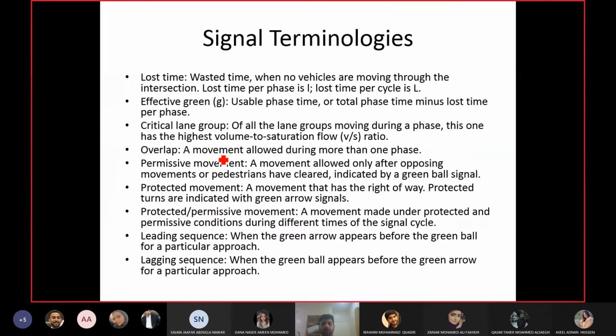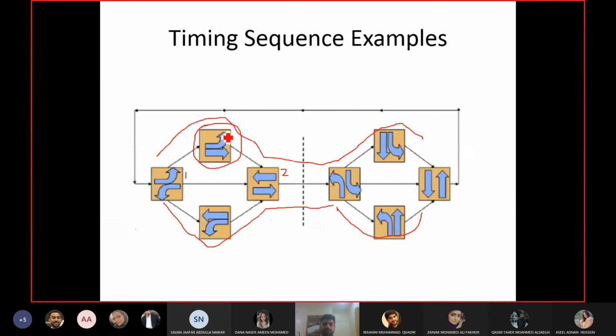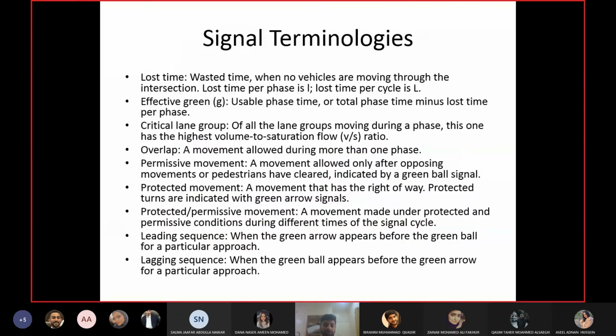Overlapping, when a movement is allowed during more than one phase, like I showed you with the previous example. This one. So left turn straight, you can see this is overlapping. Permissive movement, when a movement is allowed only after the opposing movements or pedestrians are cleared. It is indicated with a green ball signal.